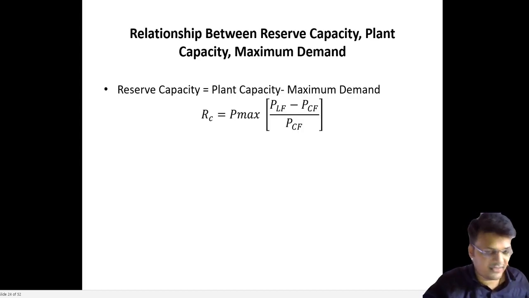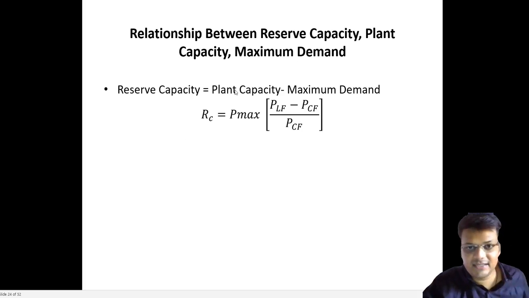Now it's a very important factor. You have to remember this formula. What is the relationship between the reserve capacity, plant capacity and maximum demand? This formula based question is asked in competitive examinations like UPPCL and other state or JEE examinations, and sometimes in AE examinations also. So what is the reserve capacity, plant capacity and maximum demand?